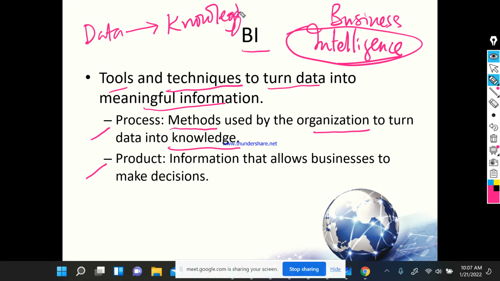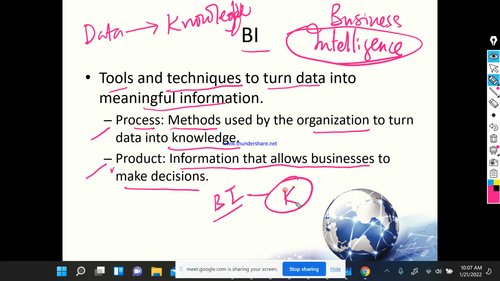That means you're applying certain techniques to understand what actually is the knowledge out of the data. And then product is information that allows business to make decisions. So when you're developing the product, that's actually using this process. And this process is helping to develop the knowledge base. That means it's something like this. For example, you're doing BI, and the BI output actually is KB. KB means knowledge base.